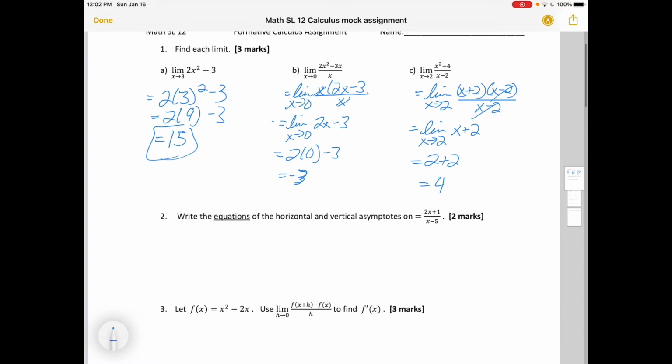The equations of horizontal and vertical asymptotes. So the vertical asymptote is going to be x equals 5. The horizontal would come from looking at the limit as x goes to infinity of the whole thing, and we only really need to consider the leading terms. So as x goes to infinity, we get 2, so the horizontal asymptote is y equals 2. Okay, we have to write them as equations, and you don't need to label that they're horizontal or vertical, because y equals a constant is guaranteed to be a horizontal line, and x equals a constant is guaranteed to be a vertical line.